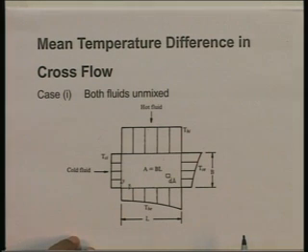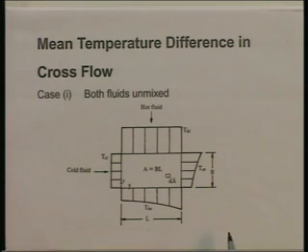First, we have three cases there, mind you, you recall. We have both fluids unmixed, that means we have fins on both sides which prevent the fluid from moving in a transfer direction and mixing with itself. Then we have one fluid mixed, the other unmixed, or we have both fluids mixed. So, let us take first case 1 in cross flow, both fluids unmixed.